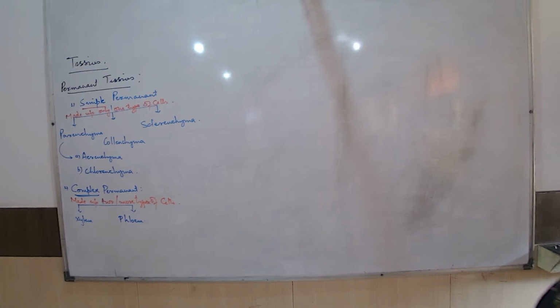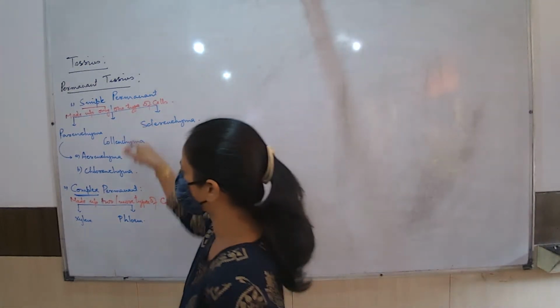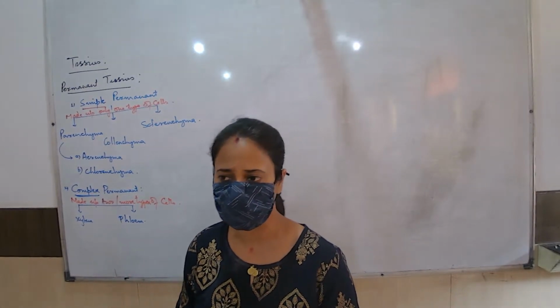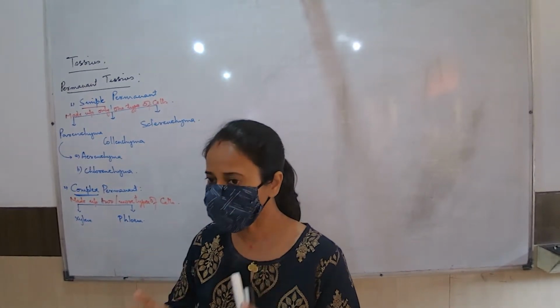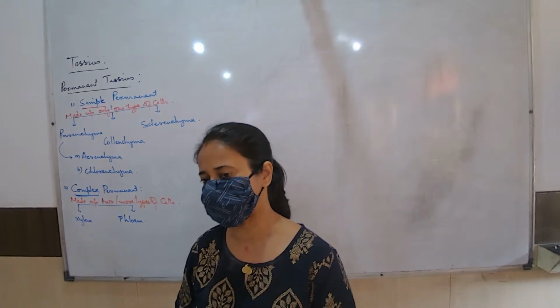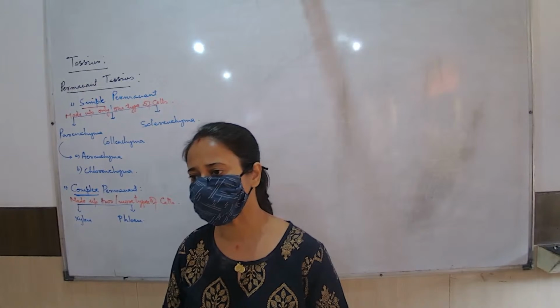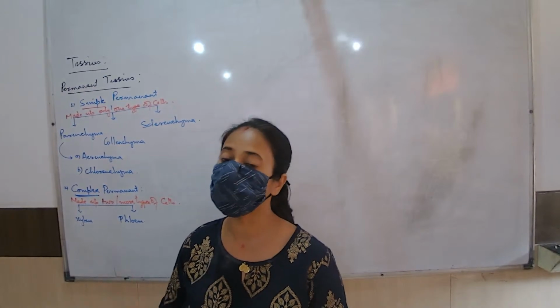So first of all, what is the first thing to understand? Simple and complex. What is the difference between them? Simple permanent tissues are tissues made up of only one type of cells. Complex permanent tissues are tissues made up of 2 or more types of cells.